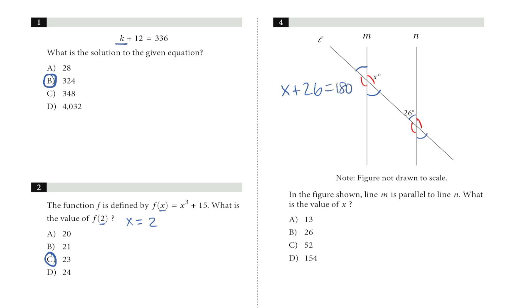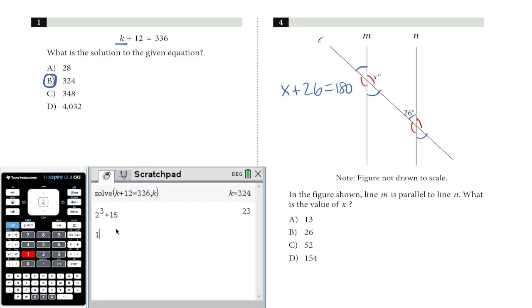Well, they're asking for x, so I just made an equation that has x in it. So now I can pull up my calculator and go to menu 3, 1, because I'm solving for a letter in a single equation. So x plus 26 equals 180, comma, x, because I have to tell the calculator what to solve for. Enter, so we get x equals 154.